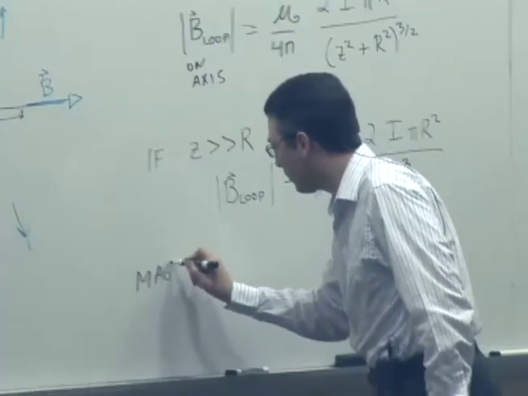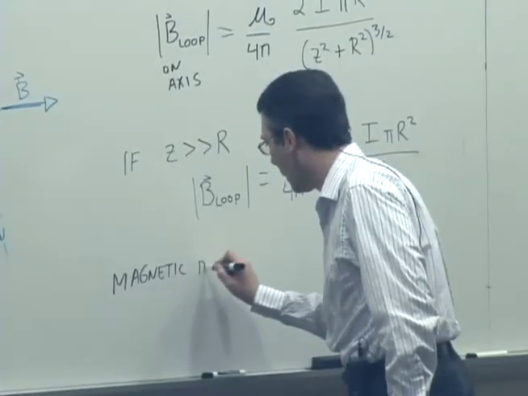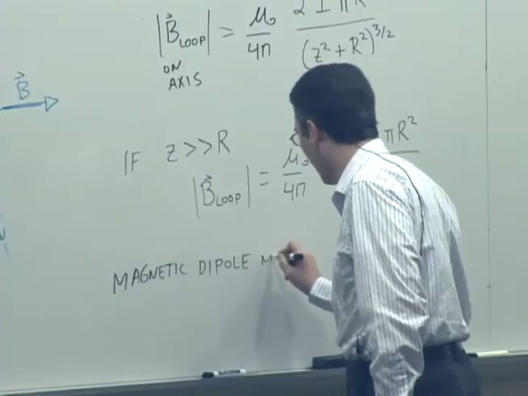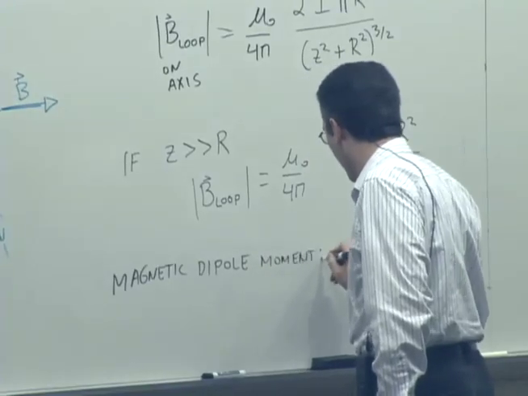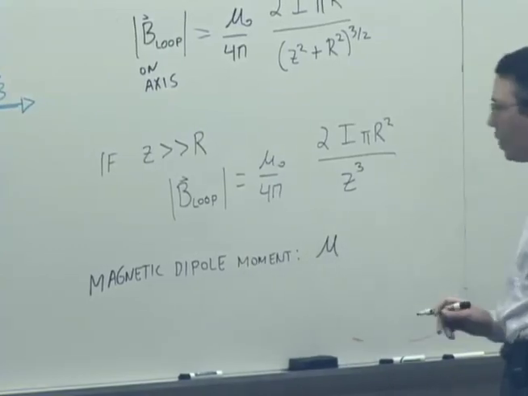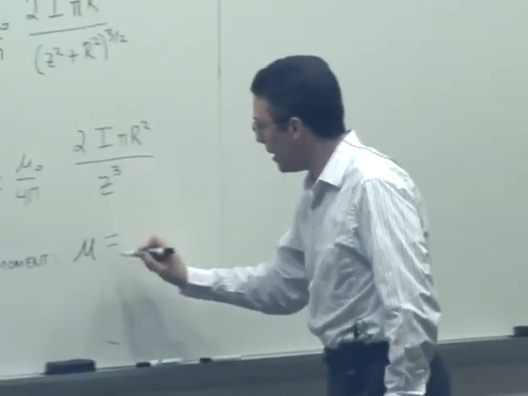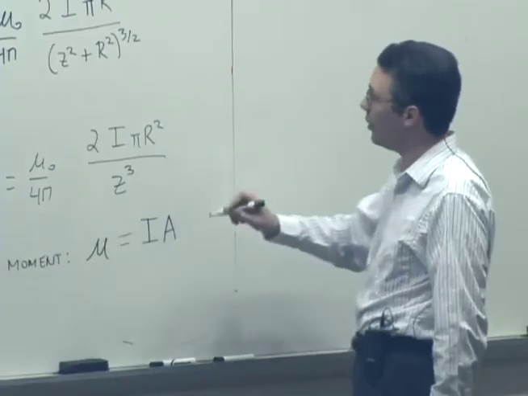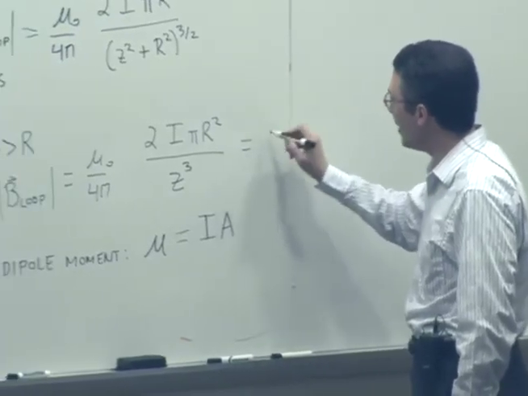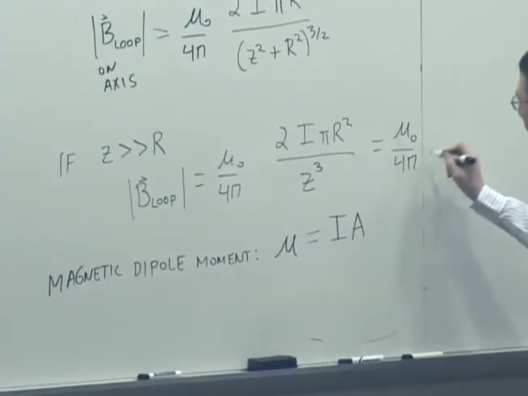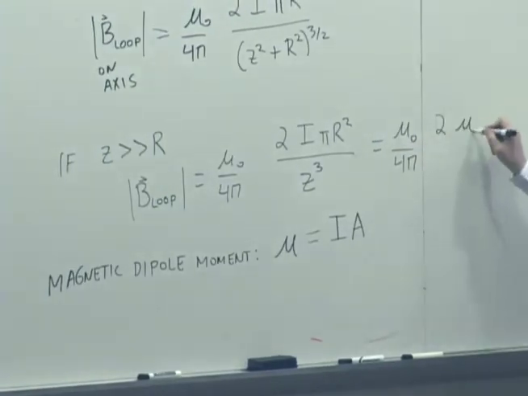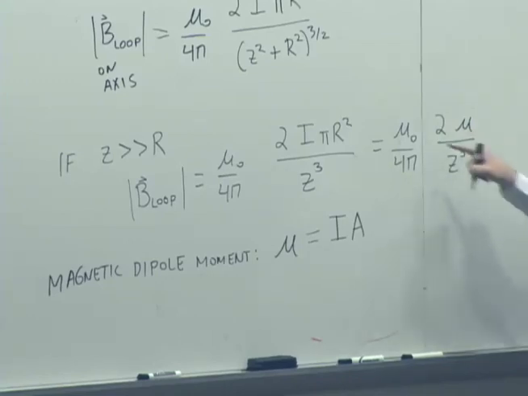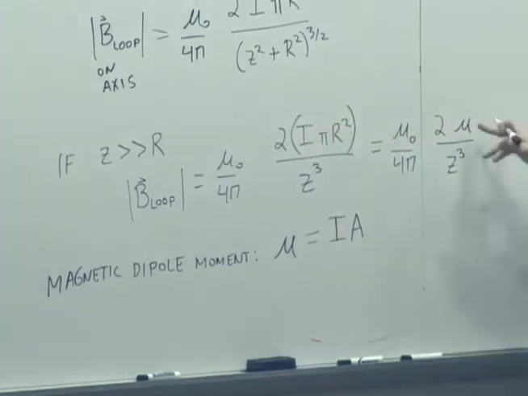We also introduced at the very end last time the magnetic dipole moment. We use the symbol mu, Greek letter mu, without the little sub-zero, so it's a different quantity. And it's defined to be, for a single loop, just the current times the area. So for a circular loop, the area is pi r squared. So we could rewrite this as mu naught over 4 pi 2 mu over z cubed, just combining the current and the area into a single quantity.